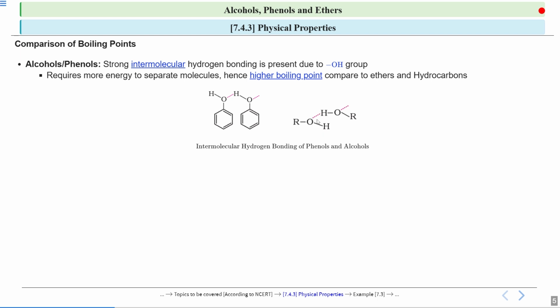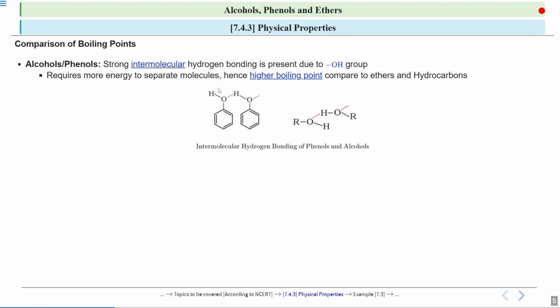Because it is between two alcohol molecules. So this is hydrogen bonding. Similarly, you can see towards this oxygen, if there will be one more alcohol group, this will also show hydrogen bonding. So in case of alcohols, this intermolecular hydrogen bonding is strong.